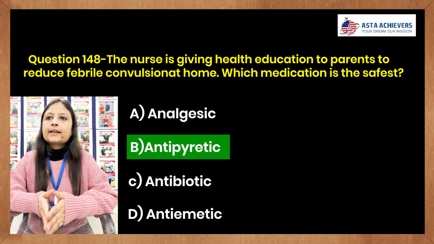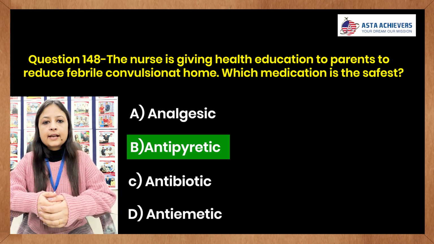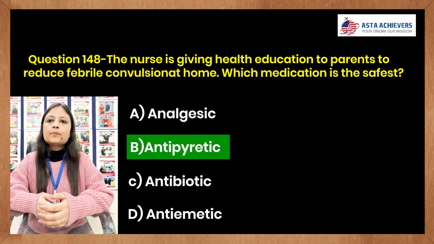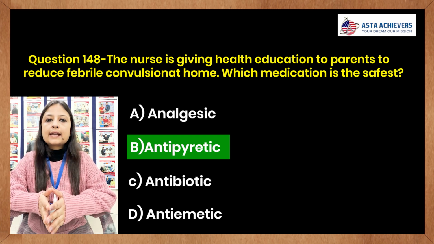Question number 148. The nurse is given health education to the parent how to reduce the febrile convulsion in the child at home. So which of the following medication is the safest intervention? So option A, analgesics. Option B, antipyretic. Option C, antibiotic. And option D, antiemetic.